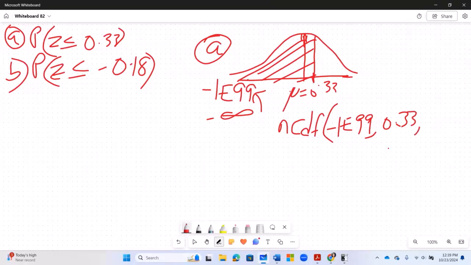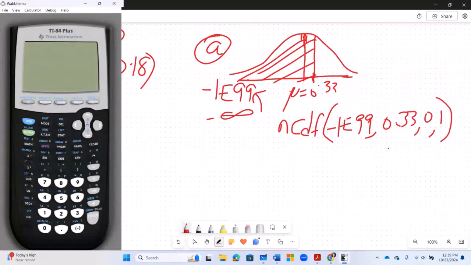The mean of a standard normal curve is 0. The standard deviation of a standard normal curve is 1. So this is standardized. That's why they called it a standard normal curve. Then the next thing is to pull up my calculator and calculate. How do I find normal CDF? You go to second distribution. Normal CDF is number 2.